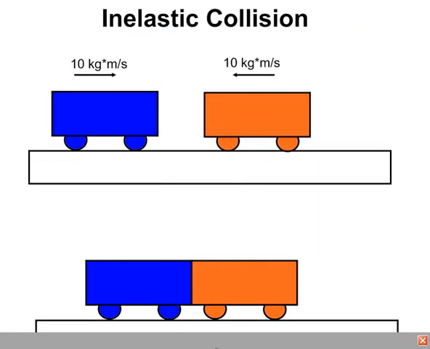Now, how is that different in an inelastic collision? Well, in an inelastic collision, we'll use the same numbers as before. Remember, we had our blue object with its 10 kilogram meters per second worth of momentum before the collision and 5 joules of energy. We had our red object with 10 kilogram meters per second to the left and its 5 joules of kinetic energy.